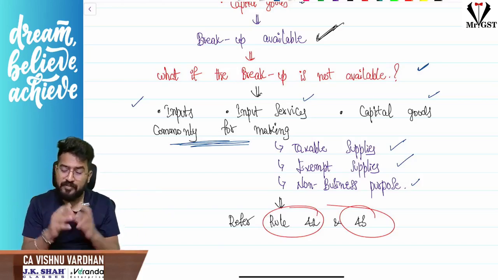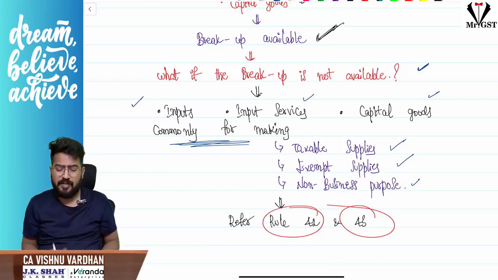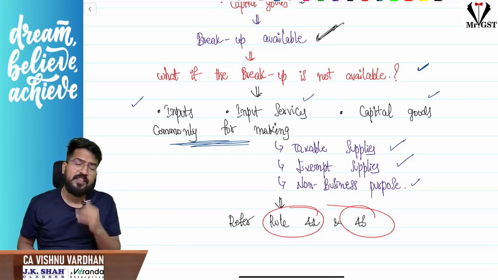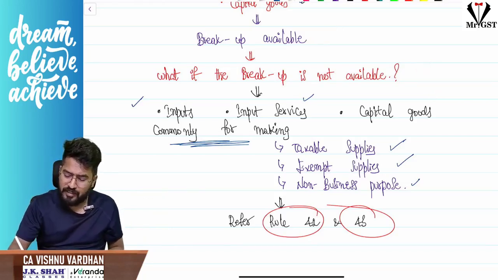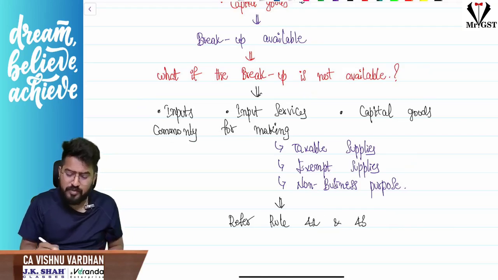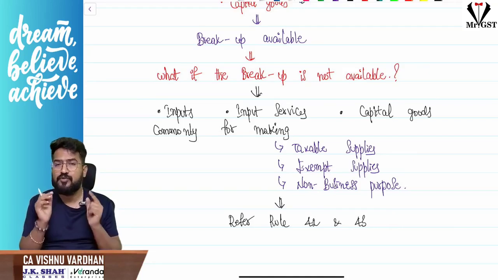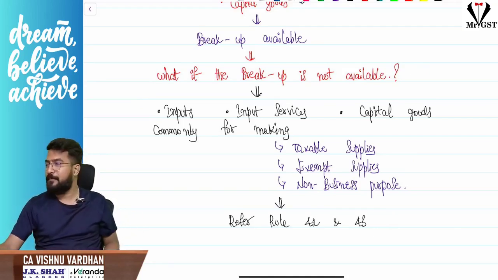So if the breakup is available, the data, this is exclusively used for this, this is exclusively used for that, then fine. But if that is not available, you are using it commonly for everything, then how much ITC can you take? That is dealt with in rule 42 and 43. So let us go with rule 42 and 43. Very, very important rules for you, and most students feel this is a little bit confusing, but I am going to simplify it like anything.